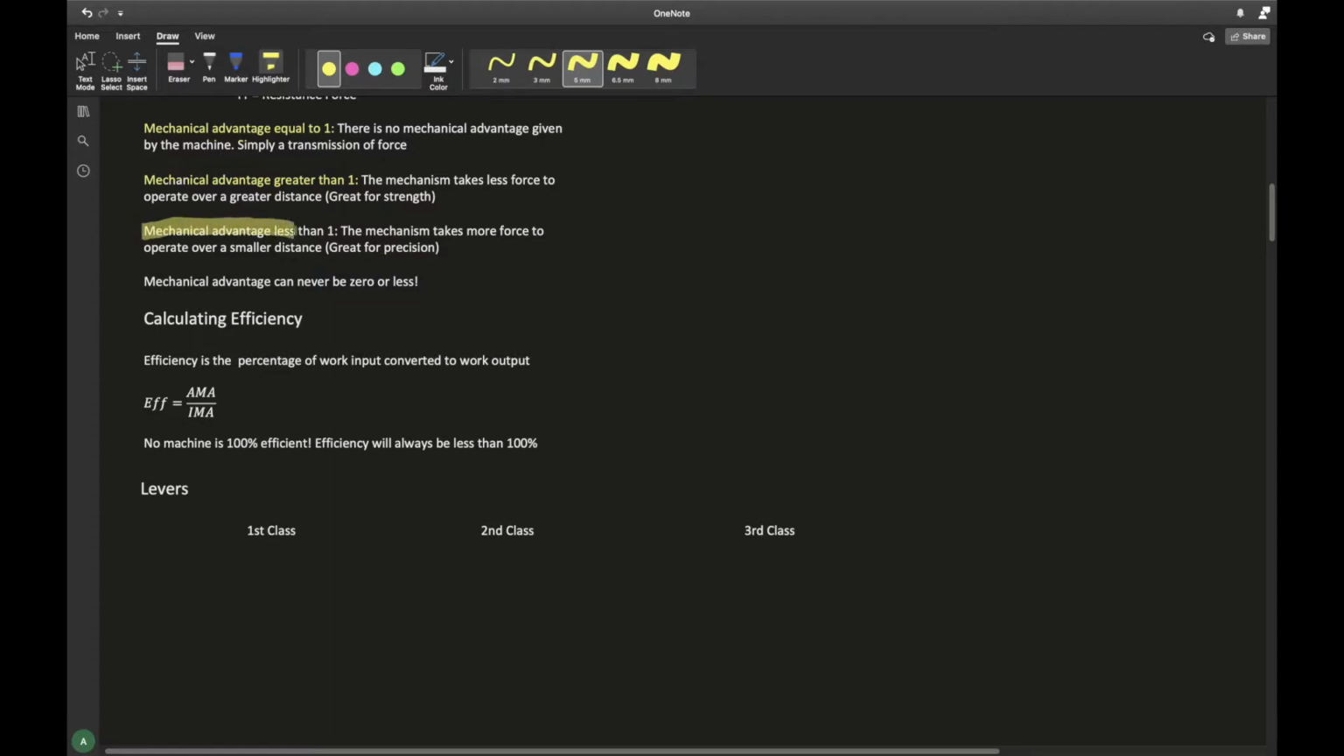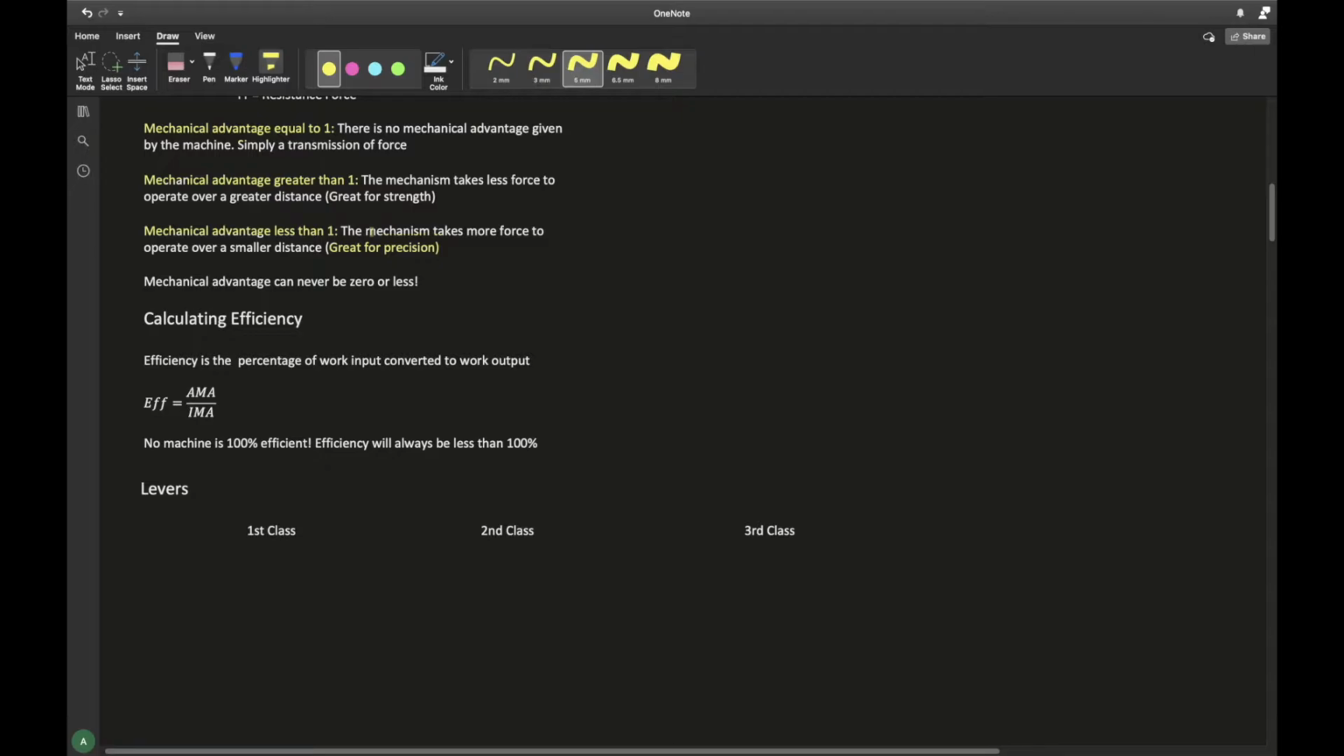A mechanical advantage less than 1 is the opposite. It's going to take more force to operate, but it takes a smaller distance to go there. And so typically this is great for precision, okay? Things like tweezers, where you don't want a lot of force in pinching the skin. You're trying to get something that's very fragile out, or manipulate things that are very fragile. You want great precision. So you actually take the force away that you have, and you sacrifice it for a smaller distance that it has to travel, giving you more precision overall with the mechanism.